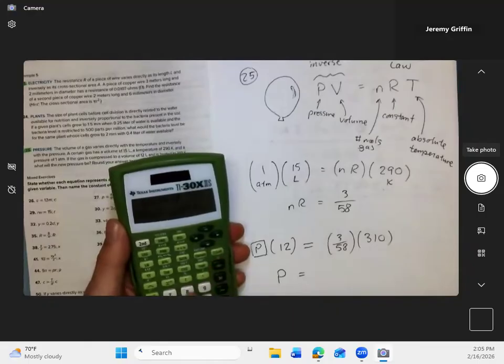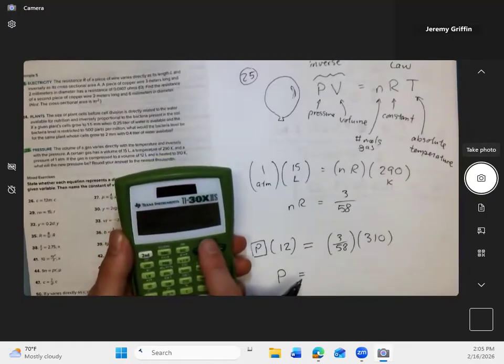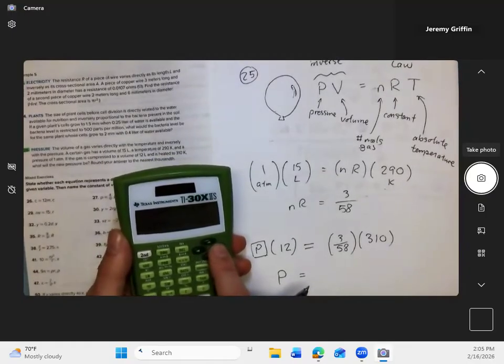310 times 3 over 58 divided by 12. Wait, what's that? It's 3 over 58.